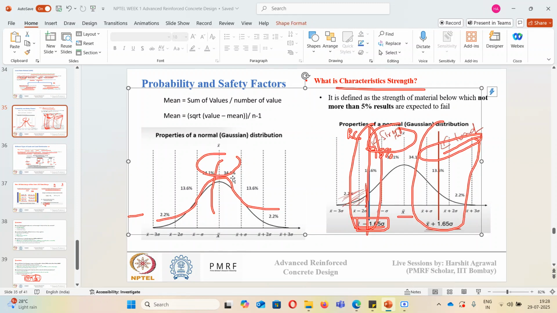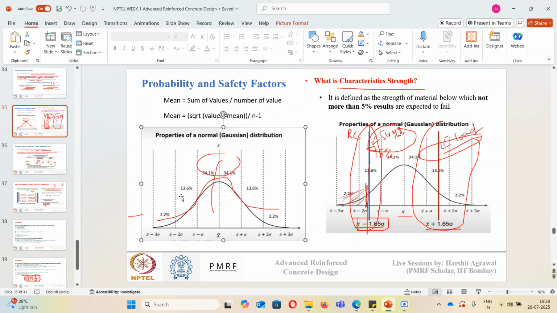And in this figure that you see, 34.1, 13.6, it just represents how many values lie in each band. Suppose you have 100 data points. About 68 data points will lie within one standard deviation. Then 68 plus 14 plus 14, almost 95% of samples, will lie in the bracket from mean minus 2 standard deviations to mean plus 2 standard deviations. This is just a representation. You need to collect some data and try it out, then you will get more clarity. But don't get confused by this variation formula.